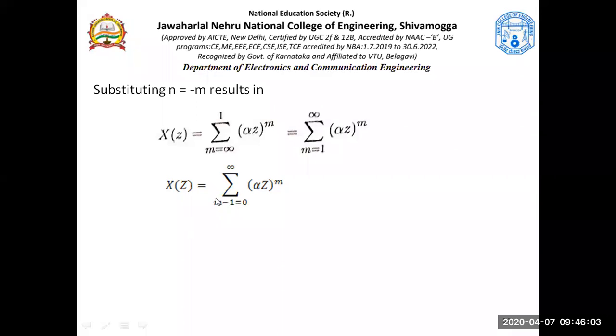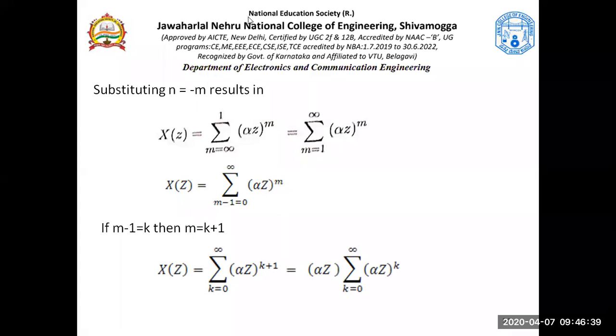Substitute m minus 1 as k. If you substitute m minus 1 as k, what would you do with this m? Here, m minus 1 is k means m would be what? M would be, you take this one on this side, so it would become k plus 1. So substituting k in this place would make this m become k plus 1. Following that? Okay, so that looks like this.